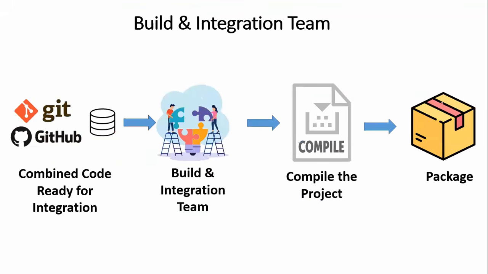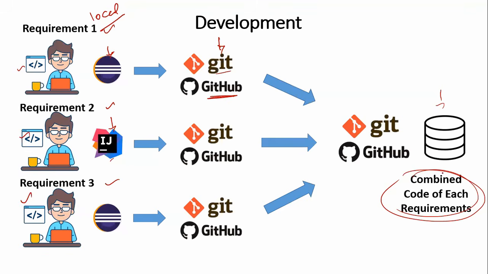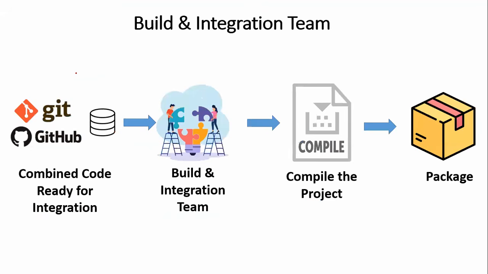Now comes the build and integration team. Here again, the process will vary between projects or organizations. So now we know the combined code of each requirement. From here we are starting. There is a team called the build and integration team. In some companies, the dev team itself will do it. Some companies will have a separate team for this.